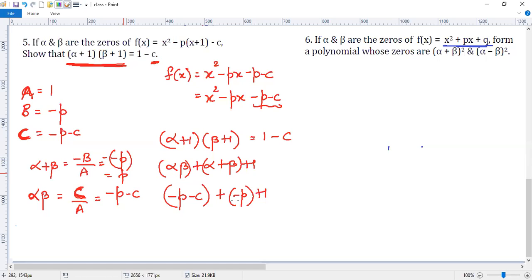So what will this term be? Here plus p. So there is a minus p here, and here there is a plus p. So both of them will get cancelled and you'll end up with minus c plus 1. If you rearrange and write it, 1 minus c, which is nothing but equal to the RHS. So hence you have proved this part. Clear? So the 1 minus c that is on the RHS is what we have here, and we have proven that.